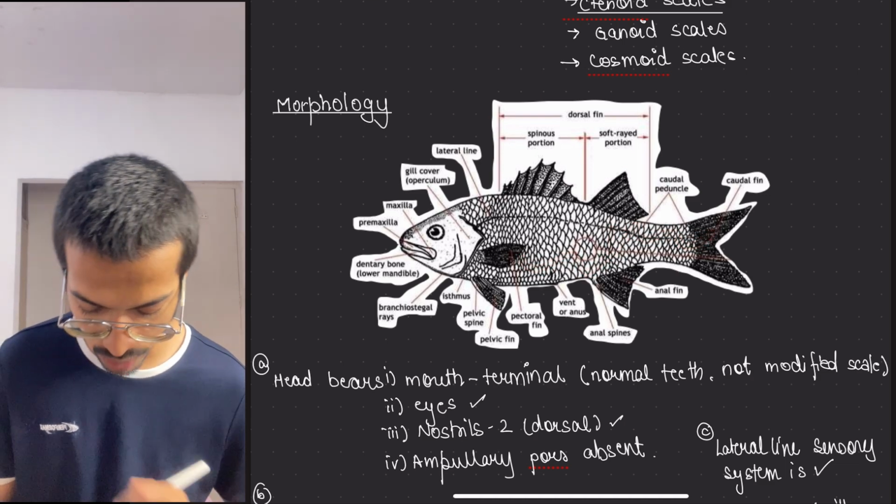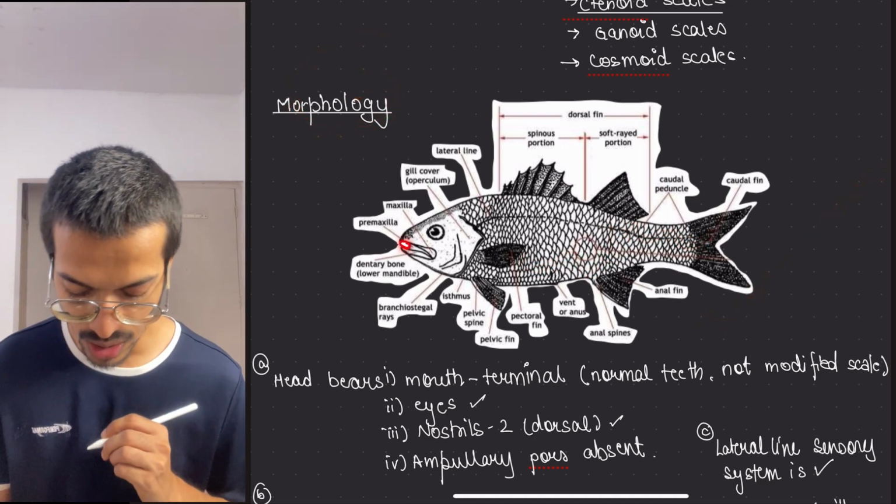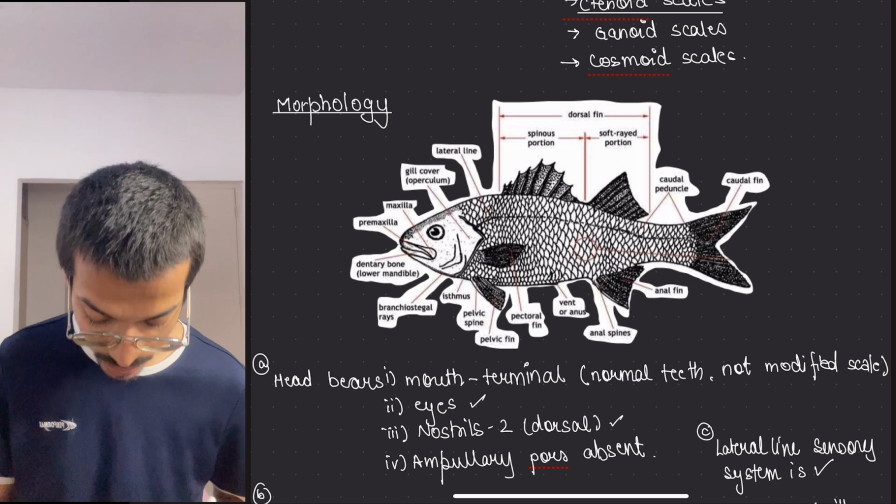Now this is one such morphology of it. If you see that mouth is what? This level, which is what? It is a terminal mouth.